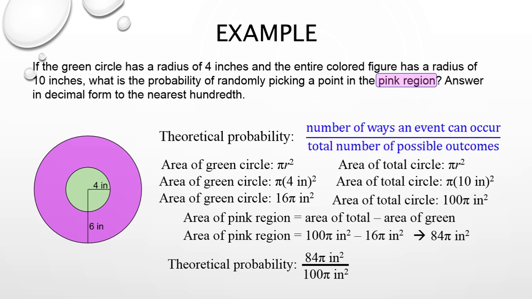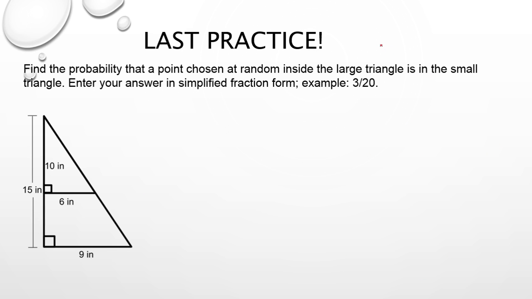The total outcome is the whole circle, which had an area of 100, and then the pink region had 84, and that's why we have that. Type that into your calculator. You should get 0.84, which is going to be the final answer because they want you to round it to the nearest hundredth. Alright, I want you to try one out on your own now. Resume the video when you are ready.